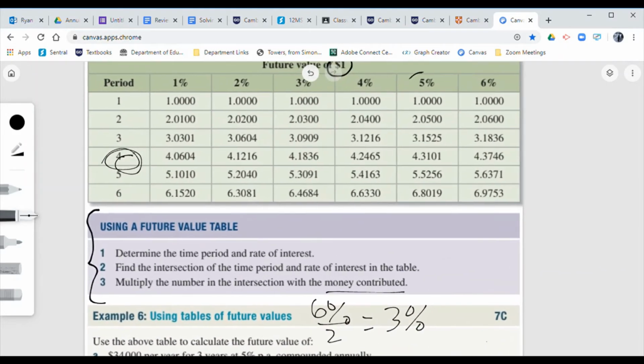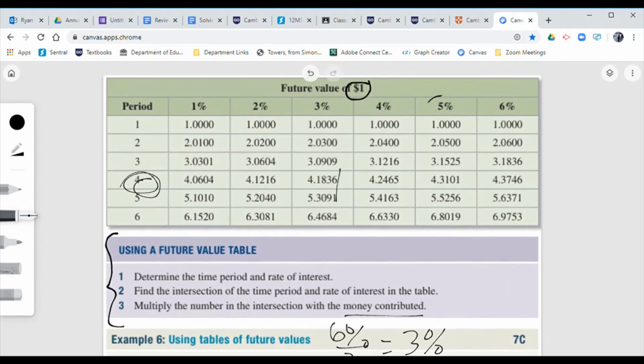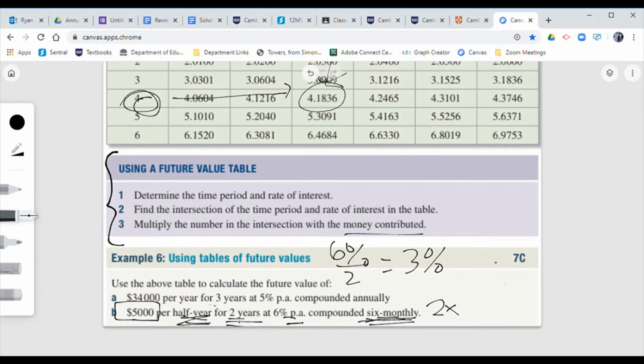And what I do in our table is I know that that's 3%, and we're able to find our intersection point. So our intersection point is 4.1836. So I take that intersection point, and I'm just going to erase a little bit so I have a little bit of room down here.